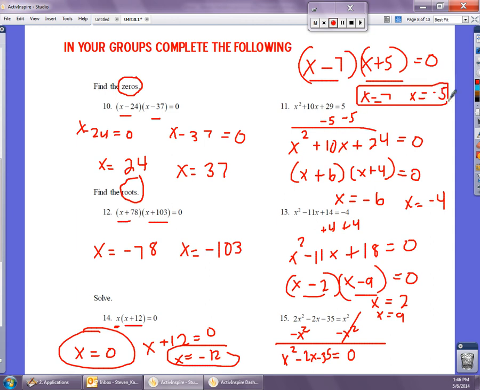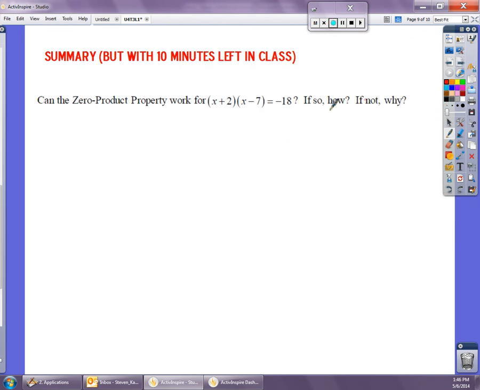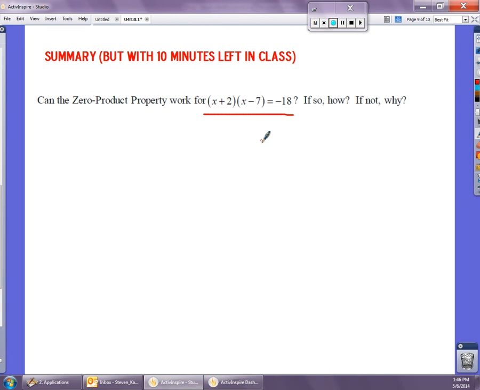The only other thing that we're going to do in class tomorrow, as a warm-up, is answer the summarizer, which is this question. You can pause it, but this is what we'll do in lesson 2.